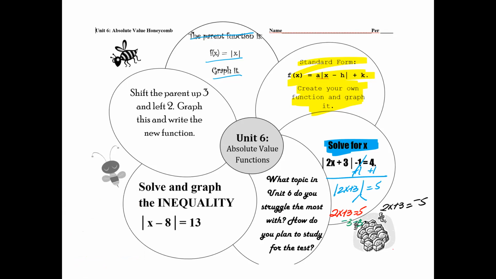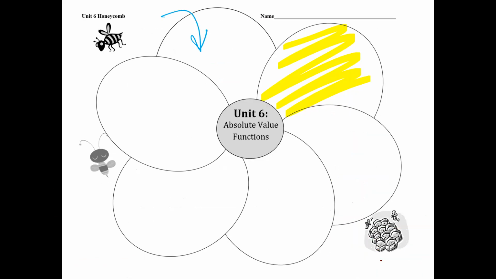Subtract 3 on both sides. 2x equals 5 minus 3, which is 2. For the second, 2x equals negative 5 minus 3, which is negative 8. Next, you're going to divide by 2 on both sides. x equals 1 is your first answer. x equals negative 4 is your second answer. So make sure you show this in this area.